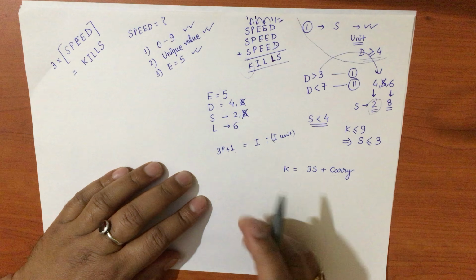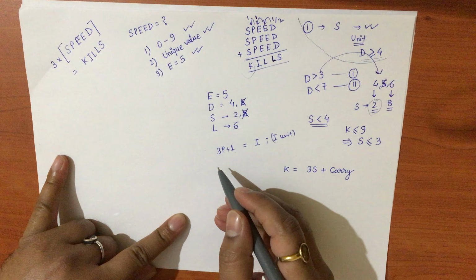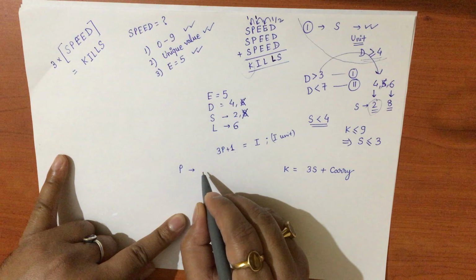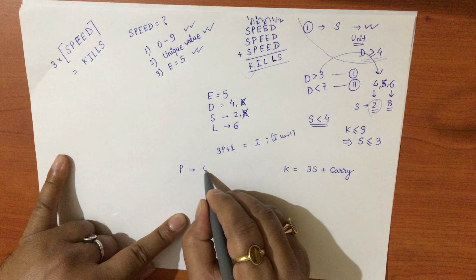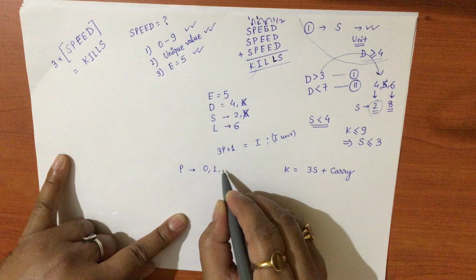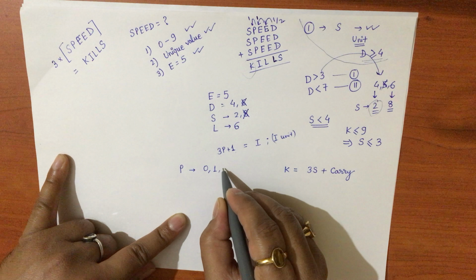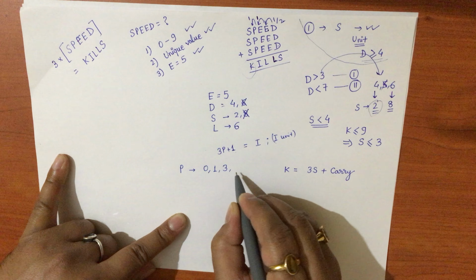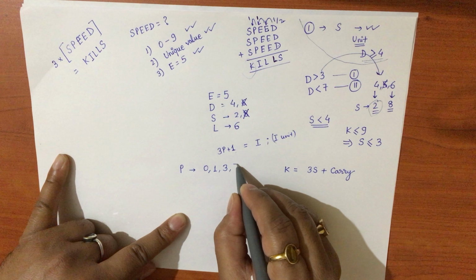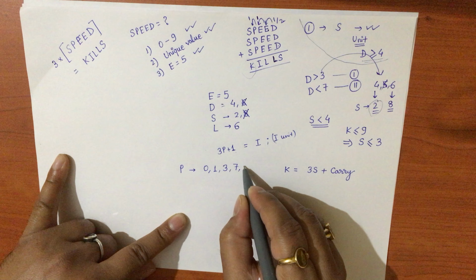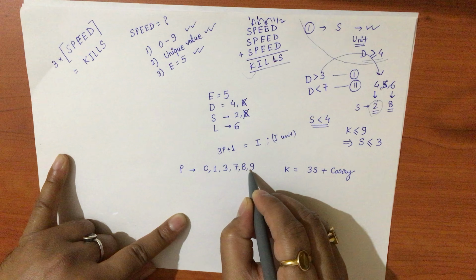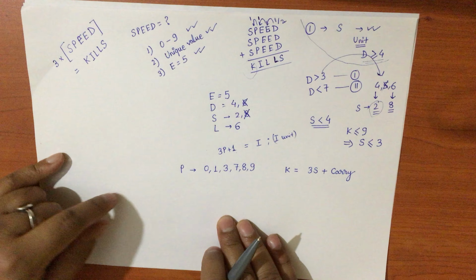So what can be the values of P? We have not taken any value as 0 yet. We have not taken any value of 1 yet. We have 2 reserved for S. We have 3 as vacant. We have 4 taken, 5 taken, 6 taken. We have 7, we have 8 and we have 9.